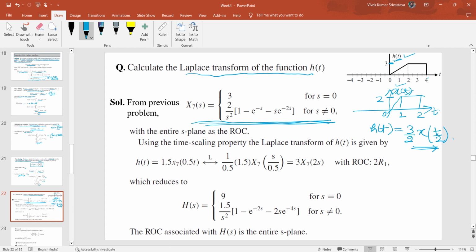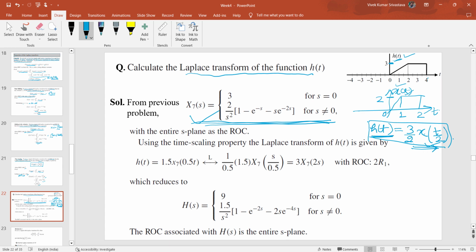So from there, we can put h of t as 3 by 2 x of t by 2. Okay, so that's how we can make a relationship between these two signals. As we know the Laplace transform of x of t, which is given here, by using this scaling property now we have to evaluate the Laplace transform of h of t.